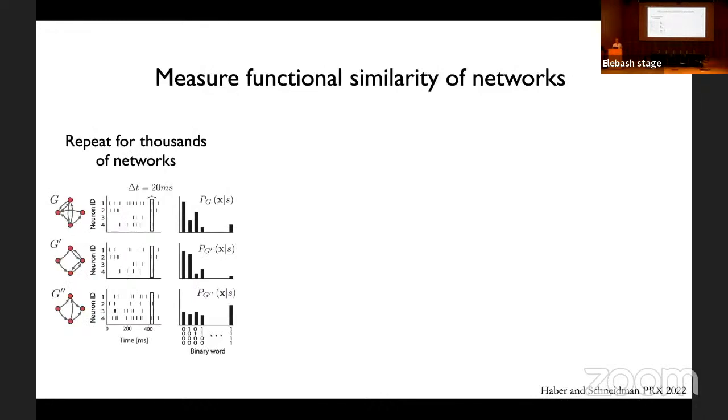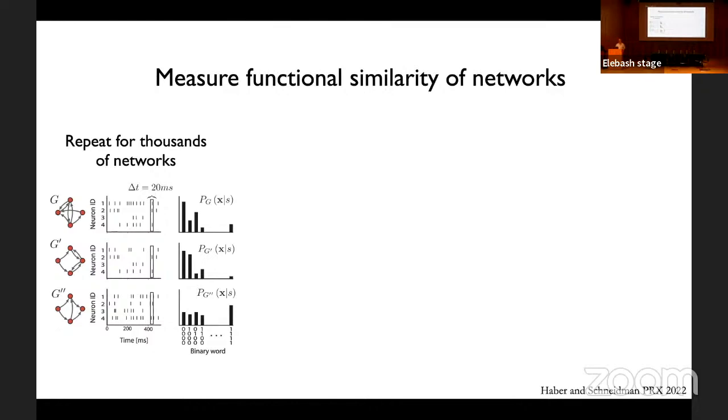And of course, we know from many of the phenomenal works of Eve Marder, and in particular that with Astrid Prinz, about how you can get very similar behavior from networks that have very different parameters. What we aim at is to look at different networks and compare their function, and then go and ask about their structure.